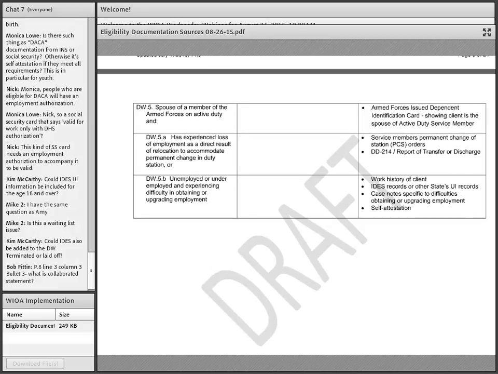Unfortunately, I scrolled down since he was speaking of spouse of veteran. Unfortunately, one of our cells got cut off, so we'll correct that in the final version so that you can read all of the information there under DW5B. But the majority of the documentation for DW, dislocated worker, didn't change. We may have added a couple minor ones, but for the most part, as Jim said, it was the same as WIOA, so there wasn't a need to change much of that.